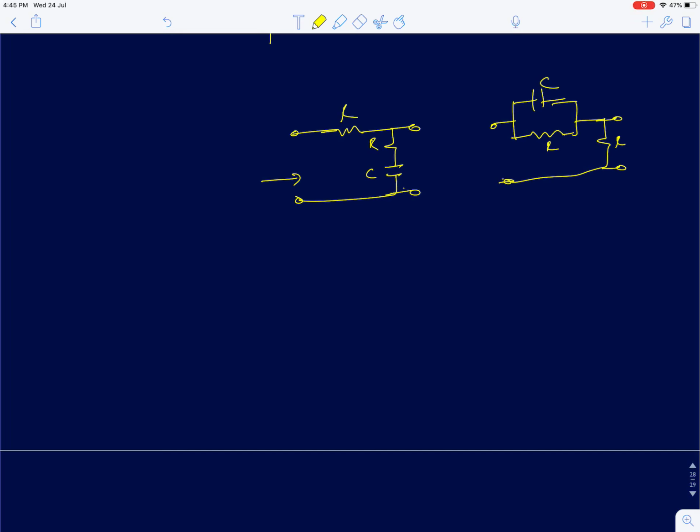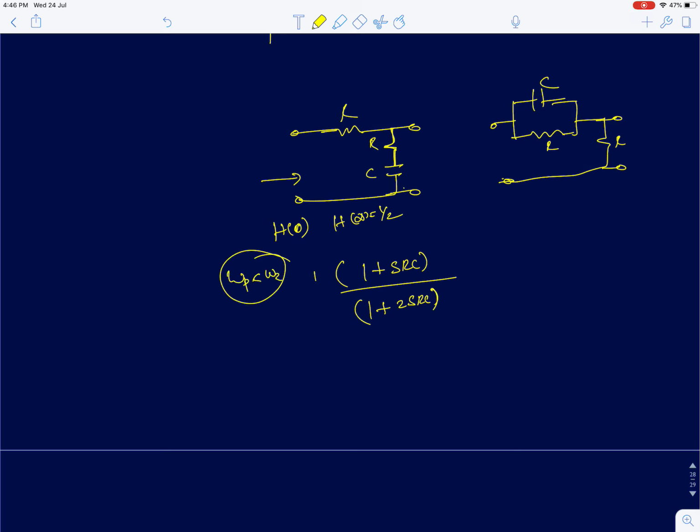For this, the transfer function is, the DC gain is 1, h of 0 is 1, h of infinity is half. So I'll write the DC gain, 1 into, there is a 0 in this system which is sRC, it will be at 1 by RC, and then the pole will occur at 1 by 2RC. Okay, so this is a system where your pole is less than the 0, so this is a lagging phase system.